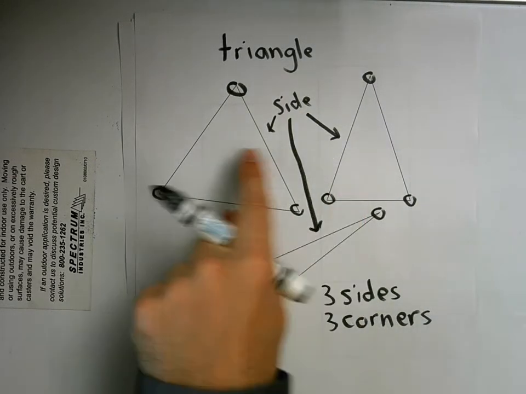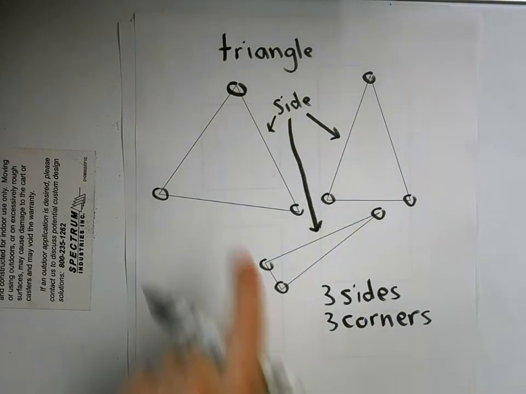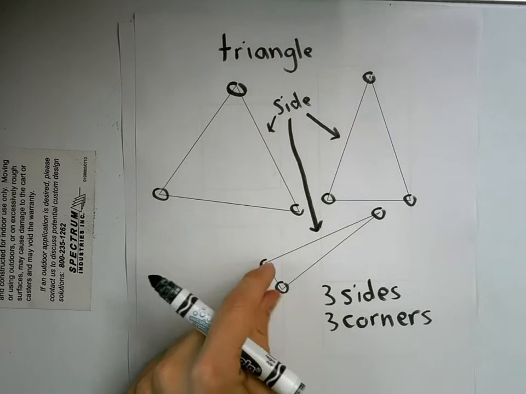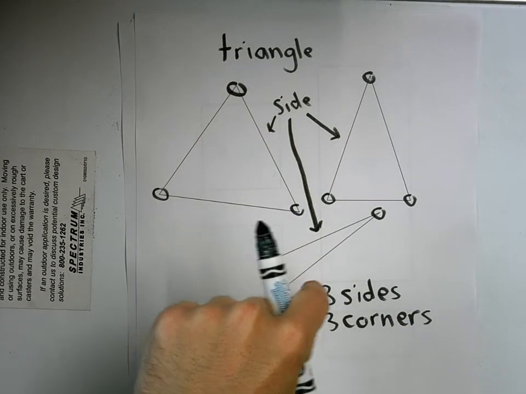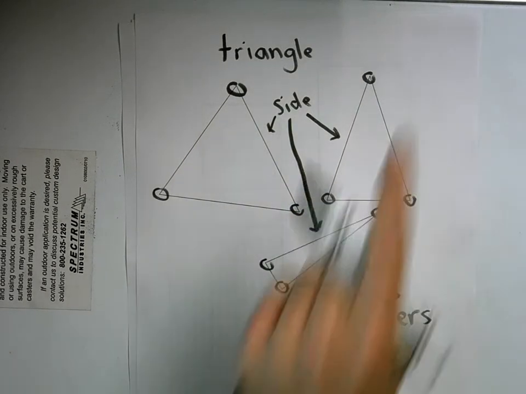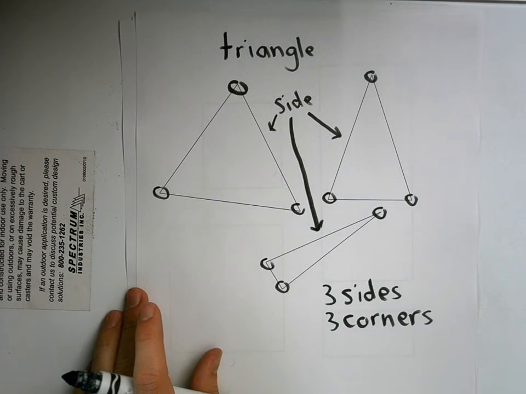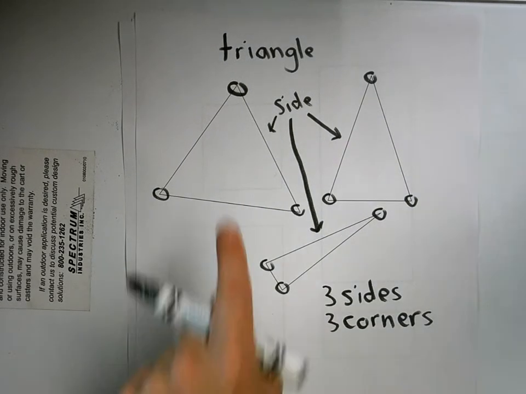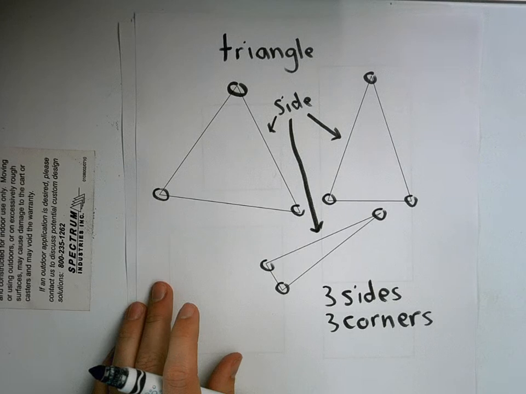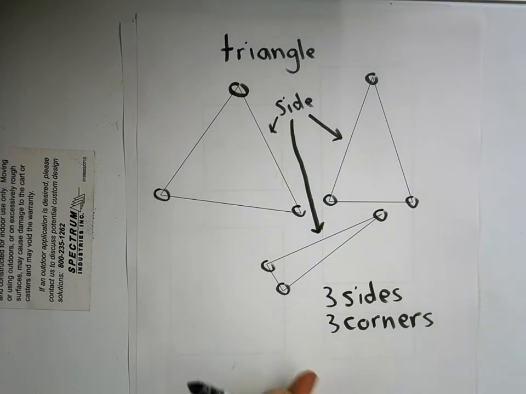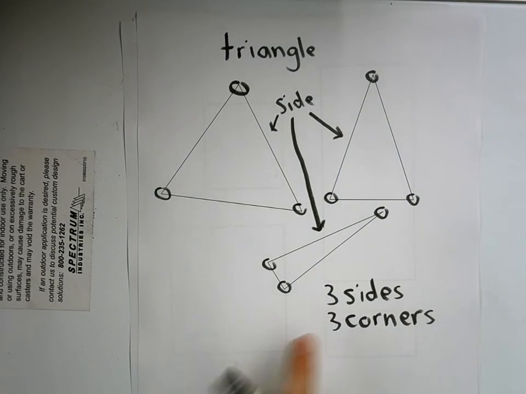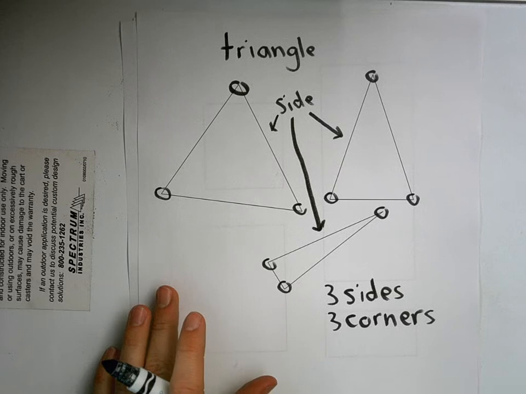They all don't look exactly the same, do they? This one's wider at the bottom. This one's skinny and turned around. Okay, this one's skinnier and going straight up. They don't have to be the same size. They don't even have to be facing the same way. But if a shape has three sides and three corners, it's always going to be a triangle.